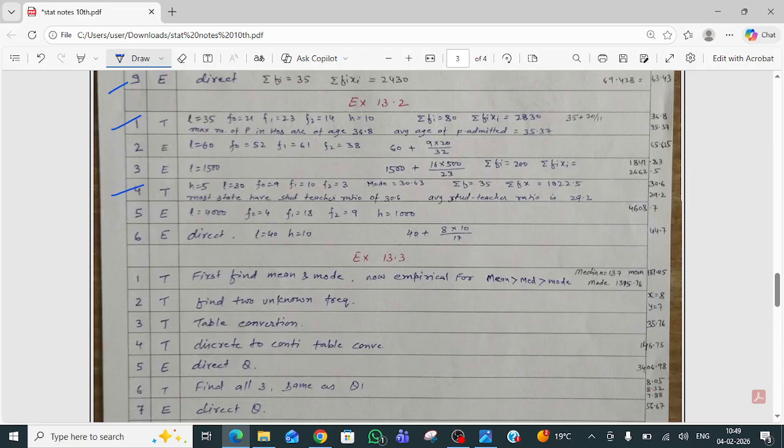For the first question, they are asking to find the mode and mean of the given data above and compare and interpret the two measures of central tendency. So mean and mode we have to find.